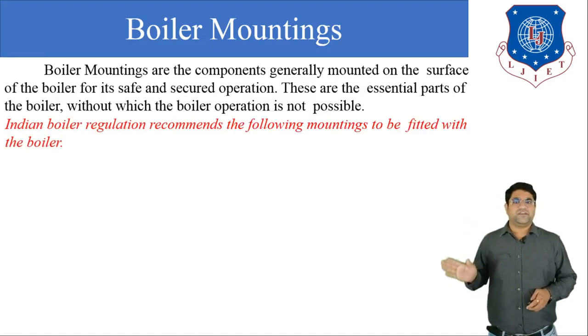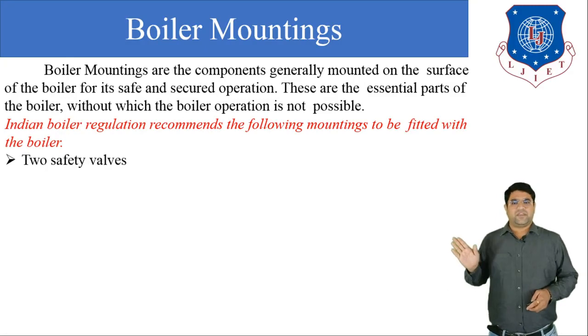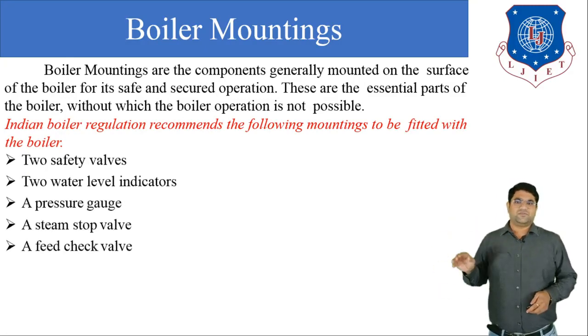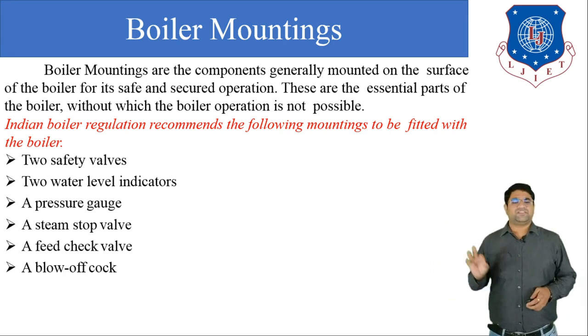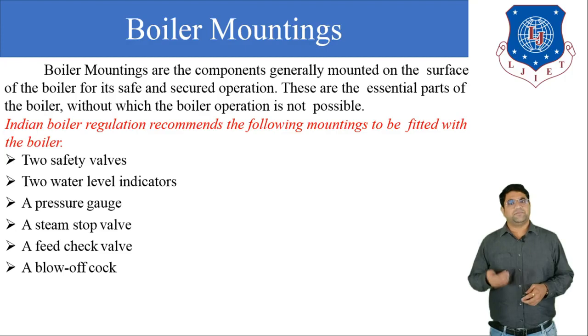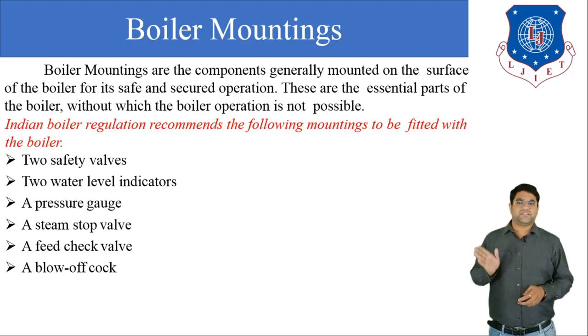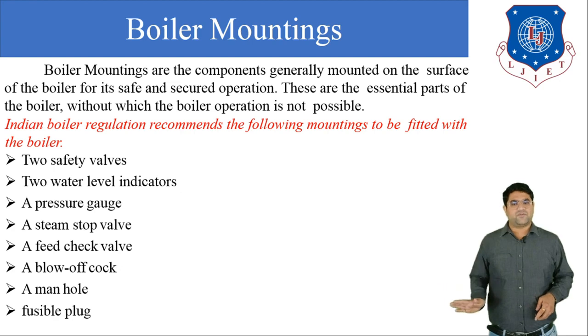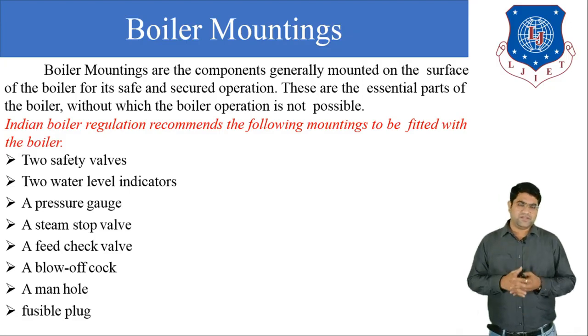According to the Indian Boiler Regulation, these are the boiler mountings. First is the safety valve. Second is the water level indicator. Third is the pressure gauge. Fourth is the steam stop valve. Fifth is the feed check valve. Next, blow off cock, manhole, and the fusible plug. So these are the boiler mountings which we need to discuss.